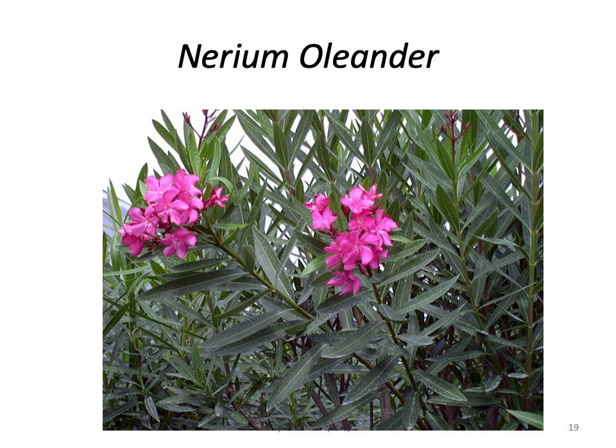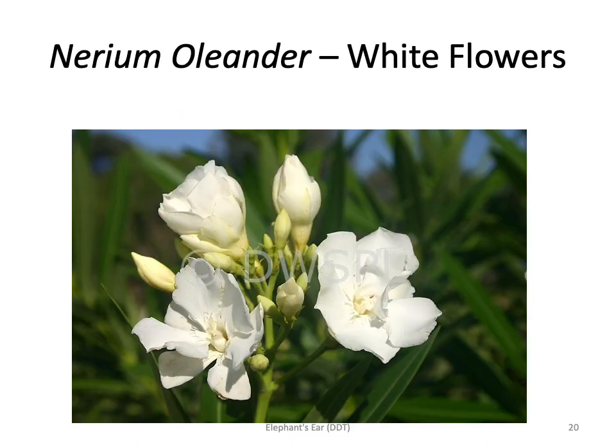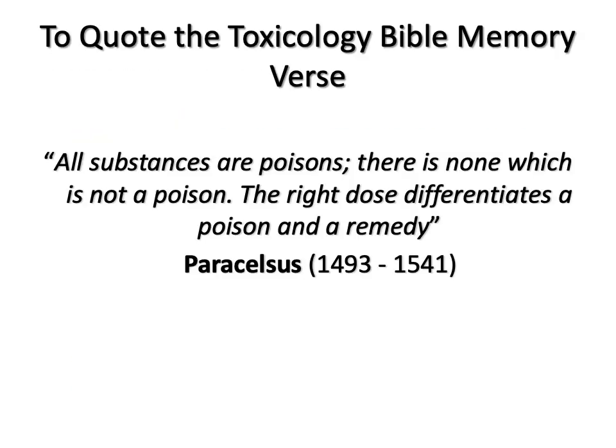And we have another beautiful plant, Nerium oleander. So here, all substances are poisons. There is none which is not a poison, and the right dose differentiates a poison from a remedy. And that's something always to keep at the back of our mind. So having said that, what is the picture that we have on the ground with regards to traditional medicine poisoning in the country?